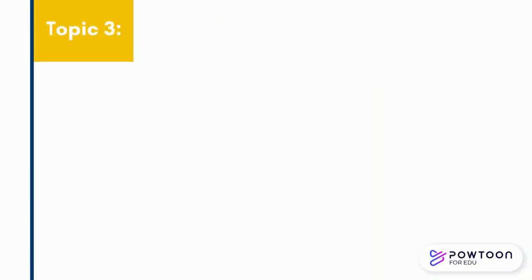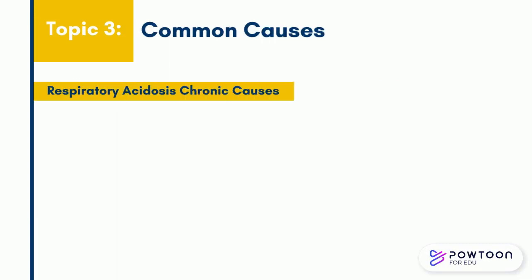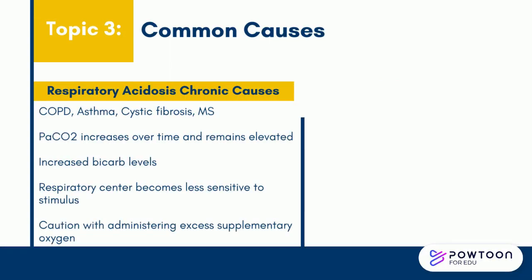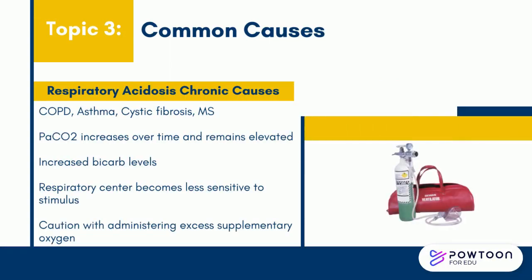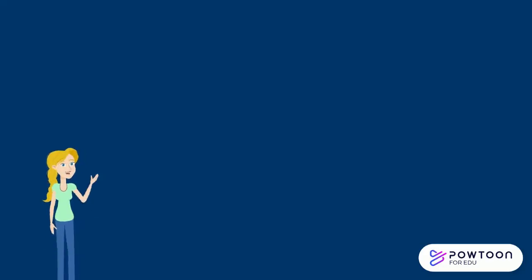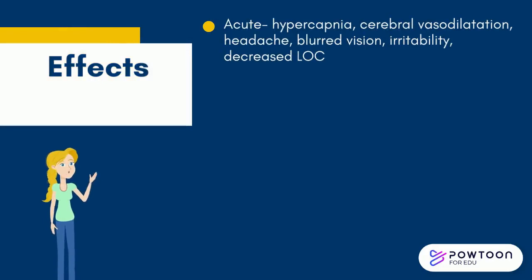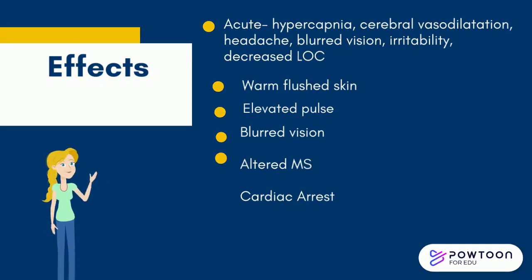In clients with chronic respiratory acidosis like COPD, the CO2 stays elevated over time and just remains elevated. That's going to have some changes on that little respiratory center in the brain, and it's just less responsive to stimulus. So when we give oxygen, we have to be very, very cautious that it doesn't shut down the respiratory drive. Here's a list of various effects from respiratory acidosis, including some acute versus chronic.